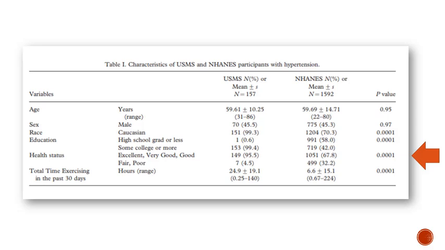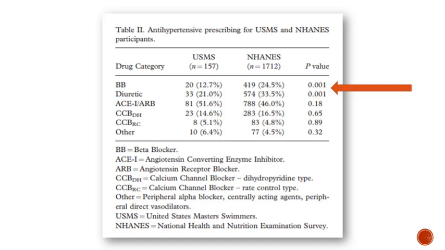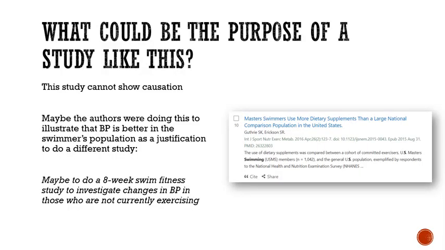And so that kind of gets back to again, why would they do this study? Here's a table where they're presenting the prescriptions. And so those people who need antihypertensive medications, we see those differences between groups. So what could be the purpose of a study like this? So for one, as we talked about last week, a prevalence study is not going to show causation. So what's the purpose of something like this?